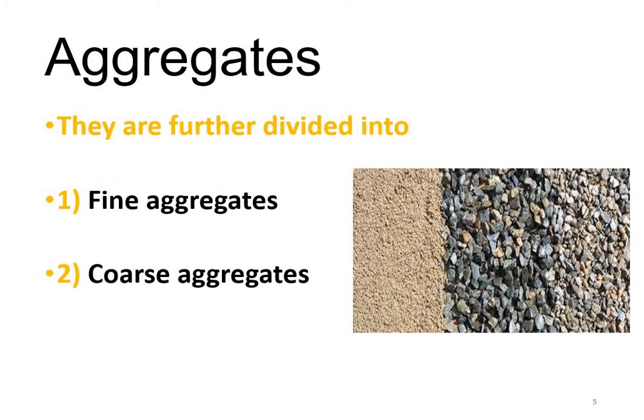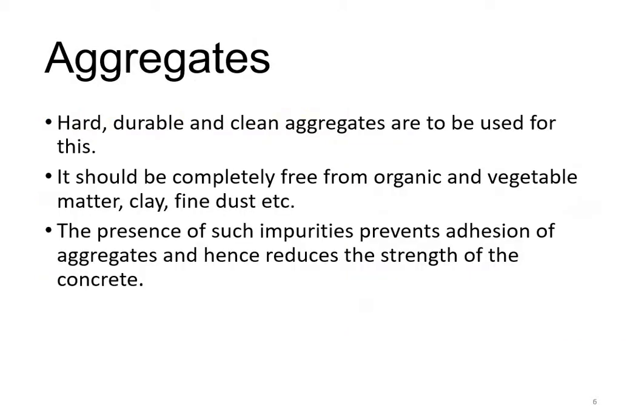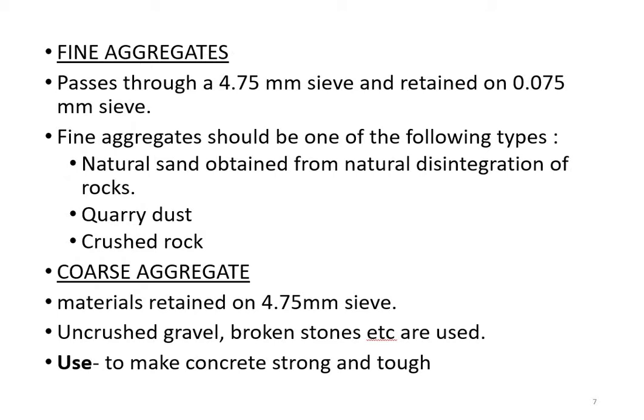Again, coming to aggregates, you have fine aggregates and coarse aggregates. Aggregates must be hard, durable, and clean before using them in concrete. They must be free of organic components. Coming to the size of these aggregates, fine aggregates are those which pass through a 4.75 mm sieve, that is generally the size of a sand particle, and which are retained on a 0.075 mm sieve.